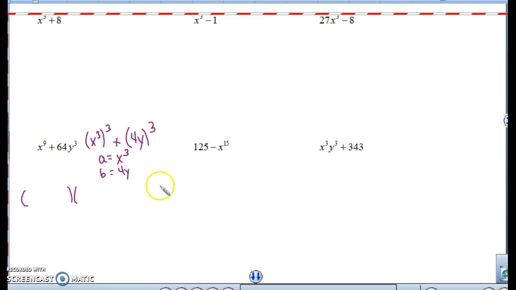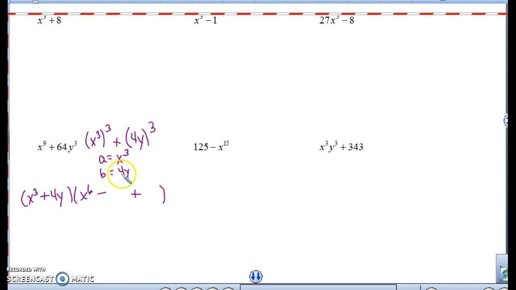This is the sum of cubes. So it's going to be same, opposite, always positive. All right, square the first one. x cubed plus 4y, it's the same one. A plus B. Now the first term is going to be squared. What is x cubed squared? It's actually going to be x cubed times x cubed, which is x to the 6th.